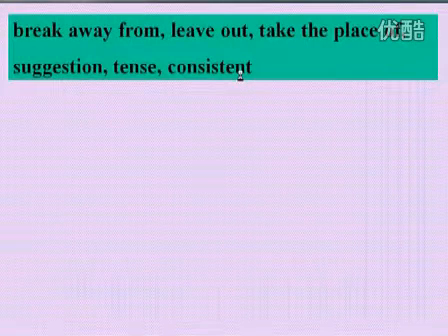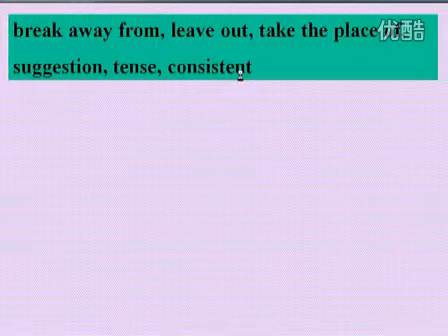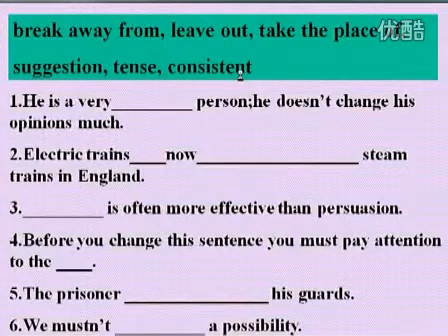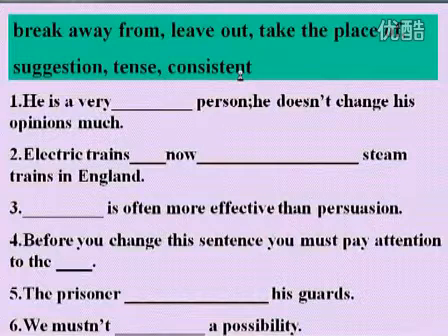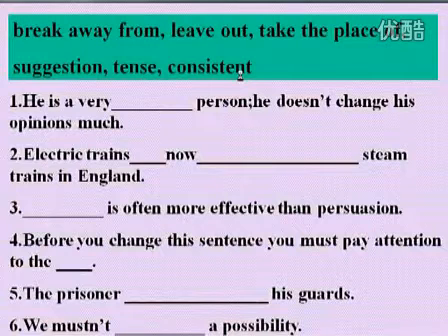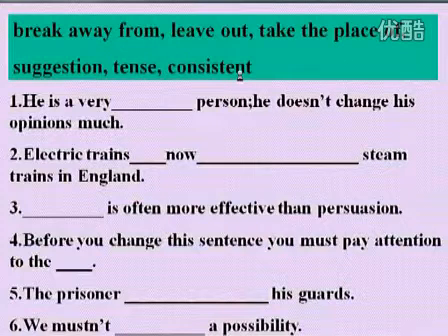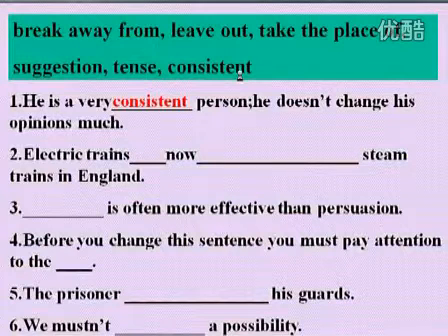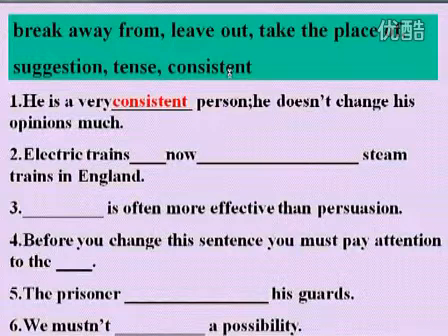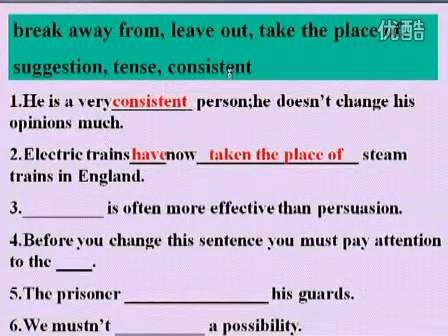Now, we will use some words and phrases to fill in the blank. Look at the picture. He's a very person. He doesn't change his opinions much. 他是一个非常什么样的人？他不改变他的想法。He is a very consistent person. He doesn't change his opinions much. 他是一个非常顽固的人啊。他不改变他的观点。Now number 2, electric trains have taken the place of steam trains in England.